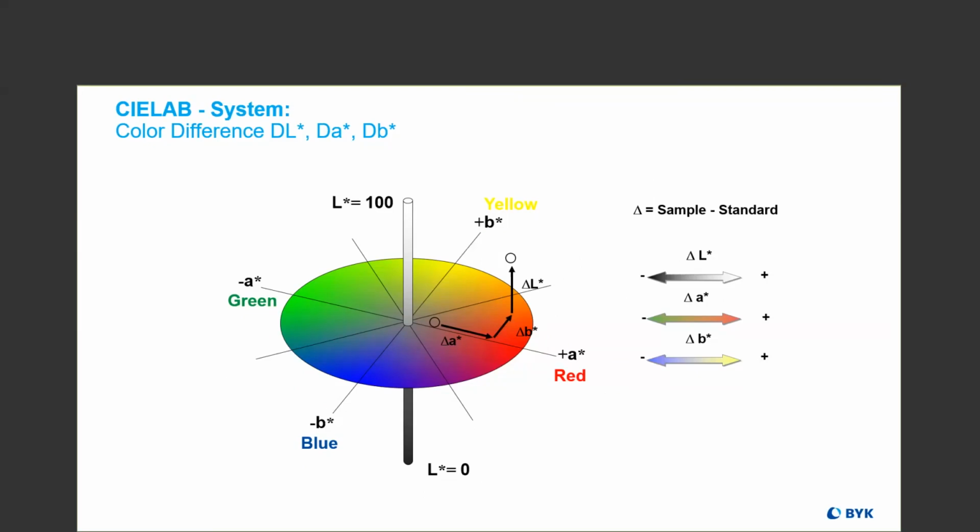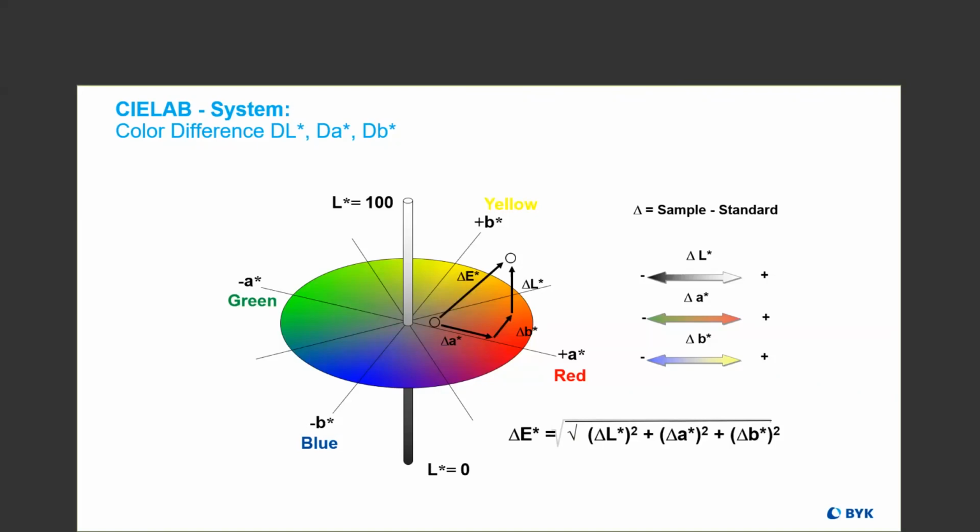But what we really want, what really makes life easier, is to have this DeltaE value. This is what we call the overall color difference. And so it's calculated like this. You take the difference in the L value squared plus the difference in the A value squared plus the difference in the B value squared. And this is actually just the distance formula in three-dimensional space.